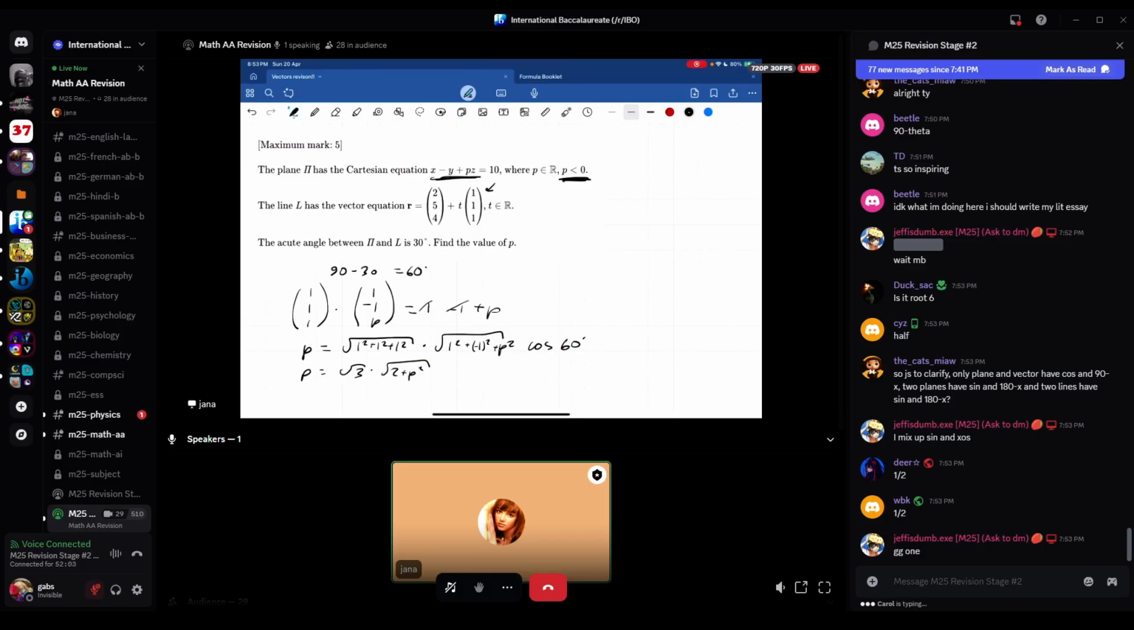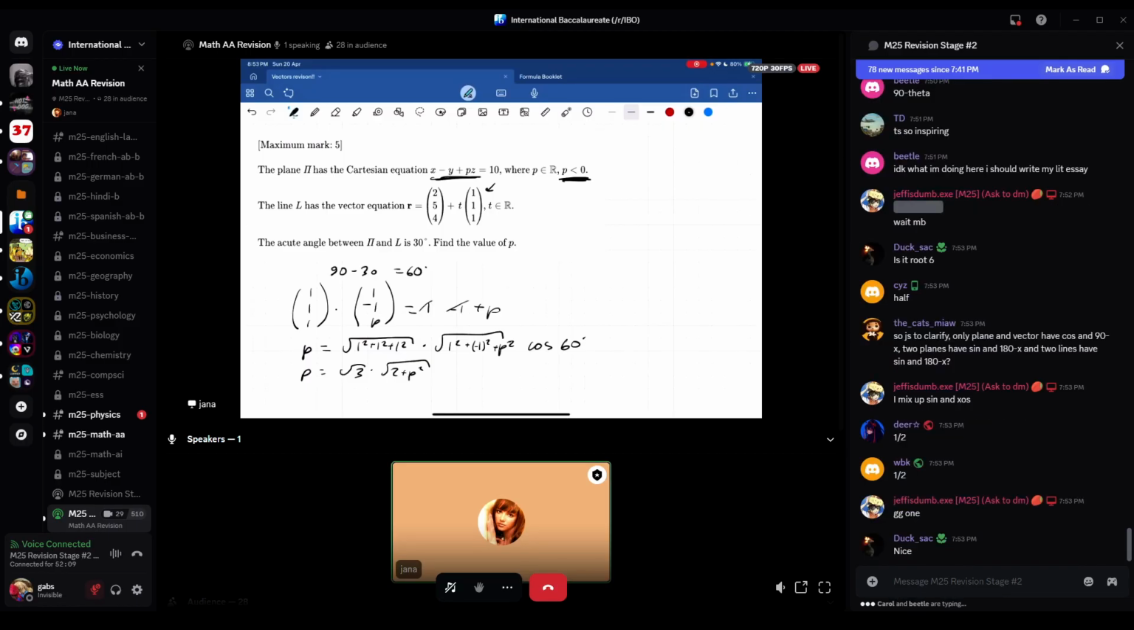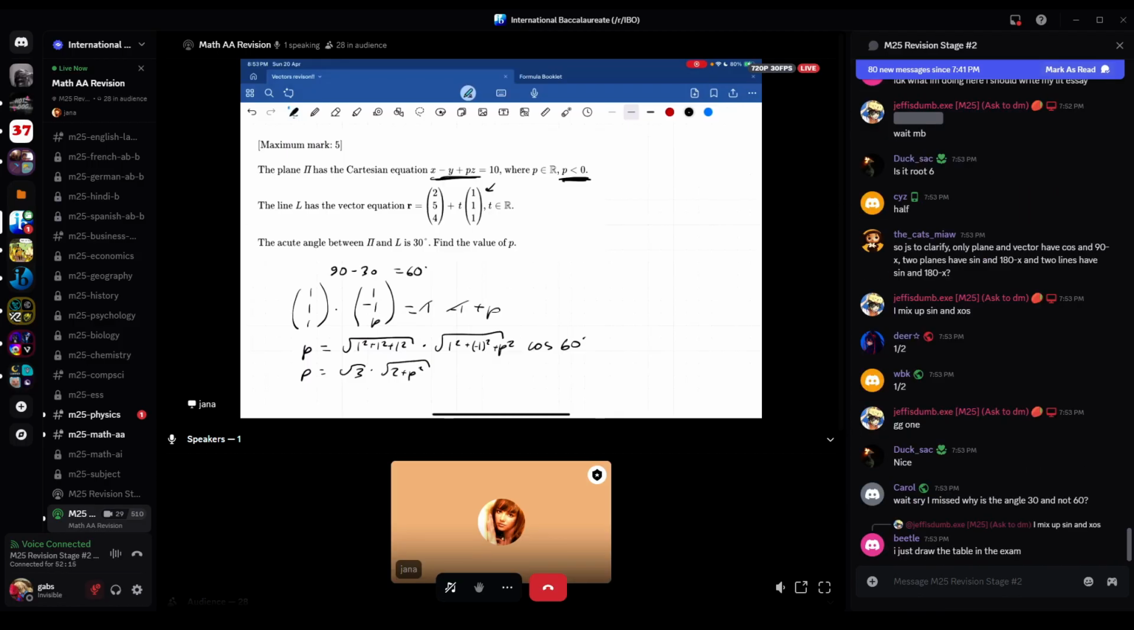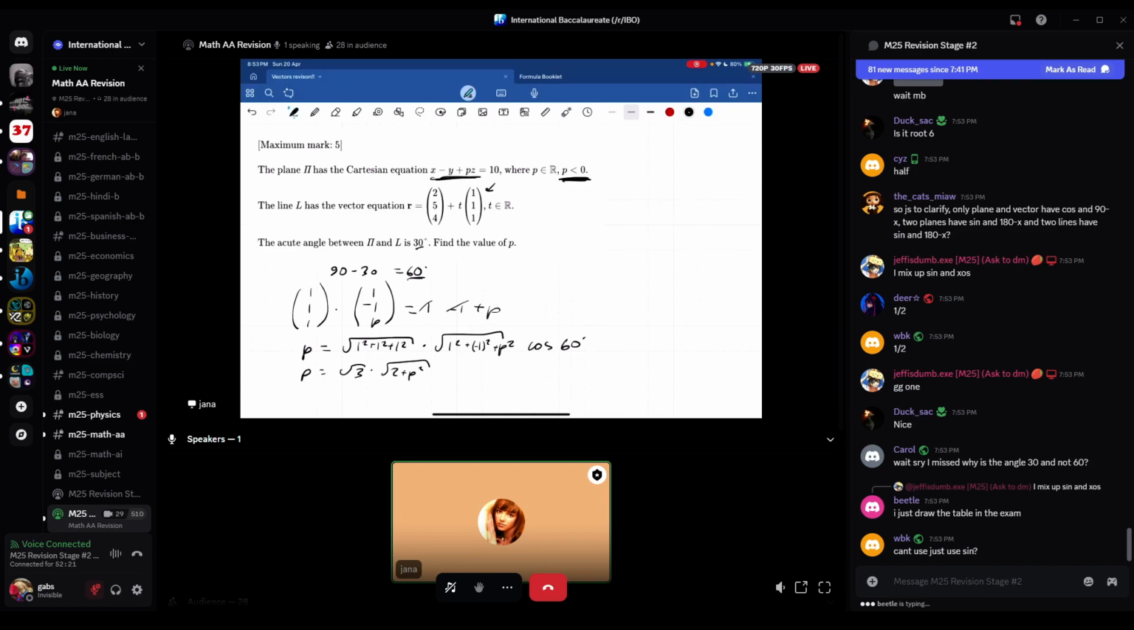Just to clarify, only plane and vector. Yeah, if you have a line and a plane, that's the only time you're doing the 90 minus thing, because you're finding the angle between the normal. The angle is 60 and not 30 because it's the angle between a line and a plane.